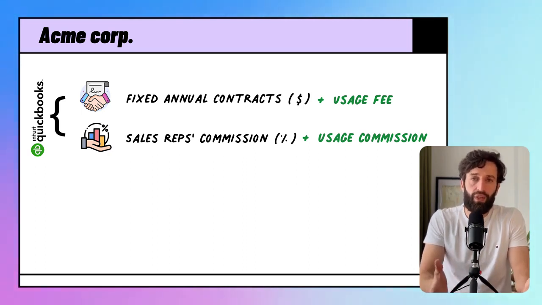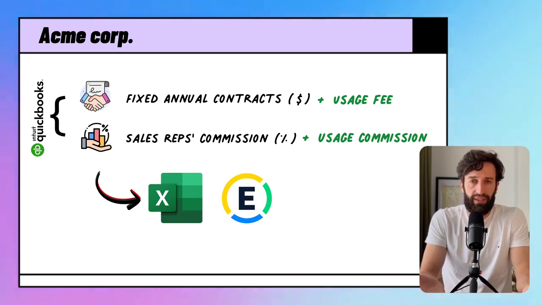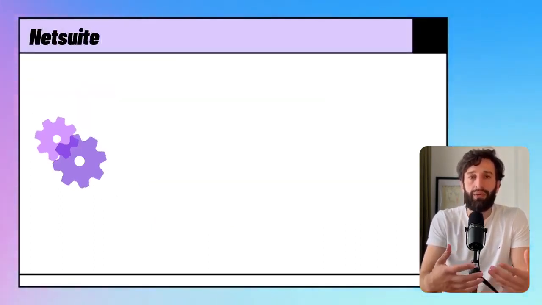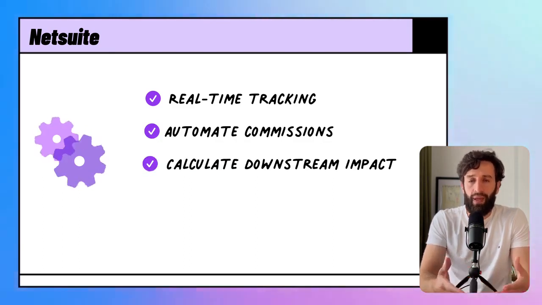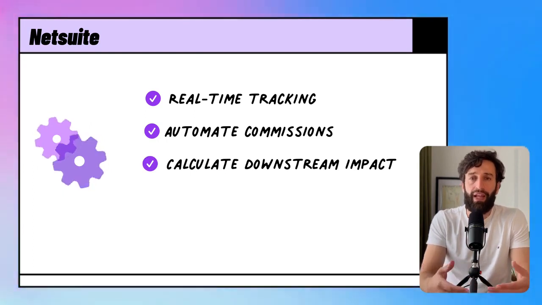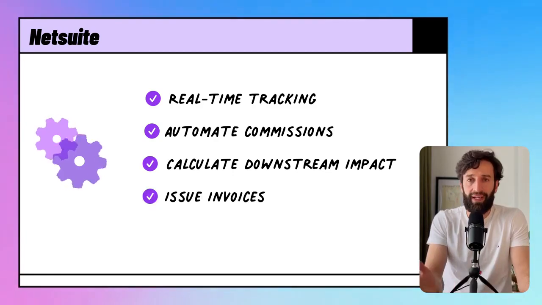So you'd need to either track it manually in a spreadsheet, or you integrate a third-party system into your accounting system. But in NetSuite, not only can you track that information in real time and automatically calculate the commission that you owe your rep each month, but you can also immediately calculate the downstream impact that this would have on your P&L, on your cash flow, and automatically issue invoices to your customers. And you can do all of that directly within NetSuite.